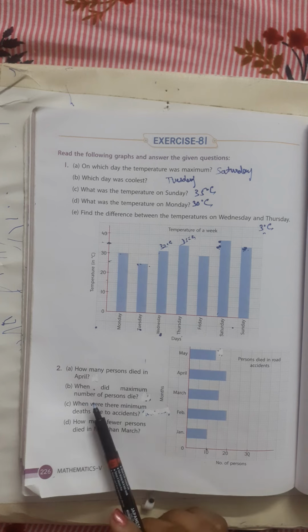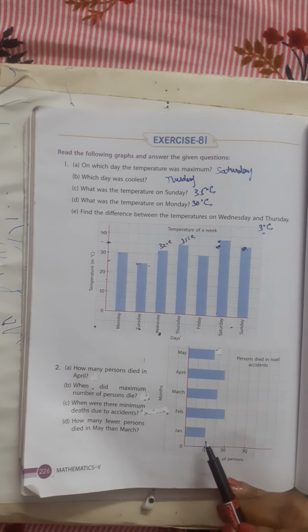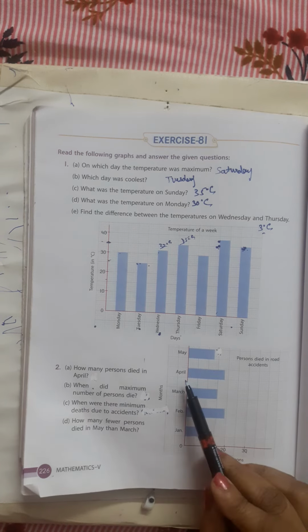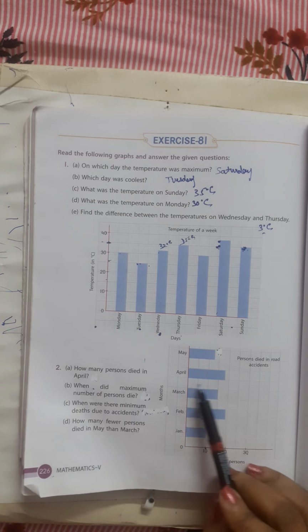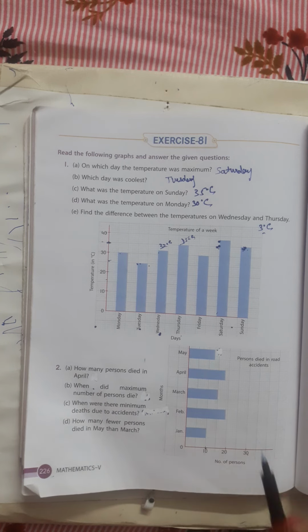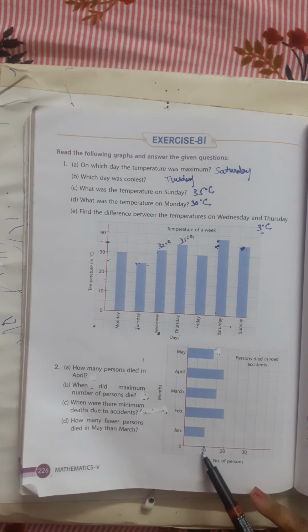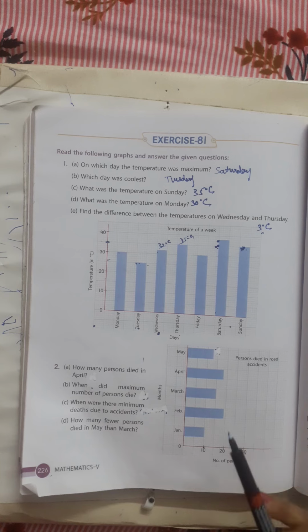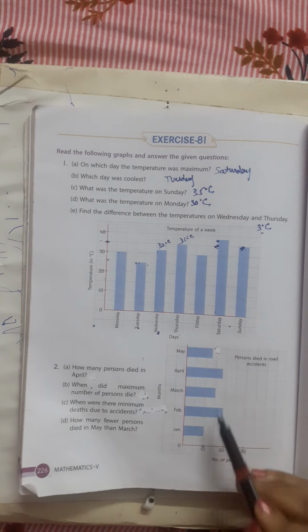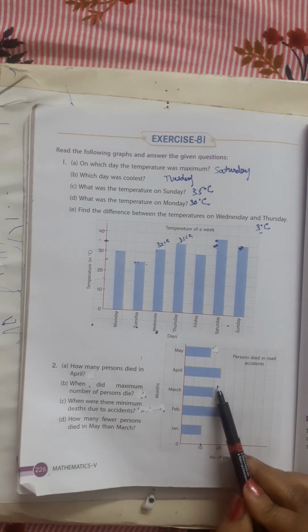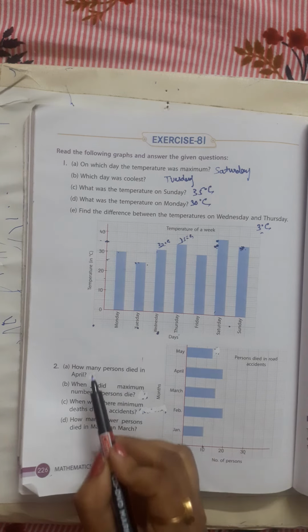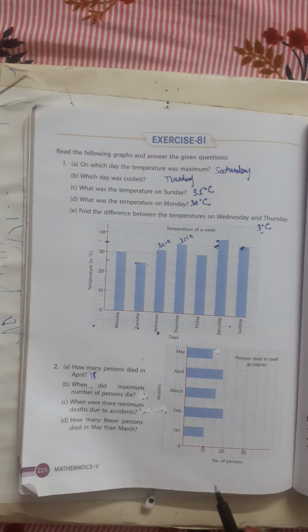How many persons died in the month of April? You can see in the month of April, this bar is showing how many persons died. It goes till 10 and exactly in between 10 and 20, which is equal to 15. Then we will count the number of small squares: 15, 16, 17, 18. 18 persons died in the month of April due to road accidents.